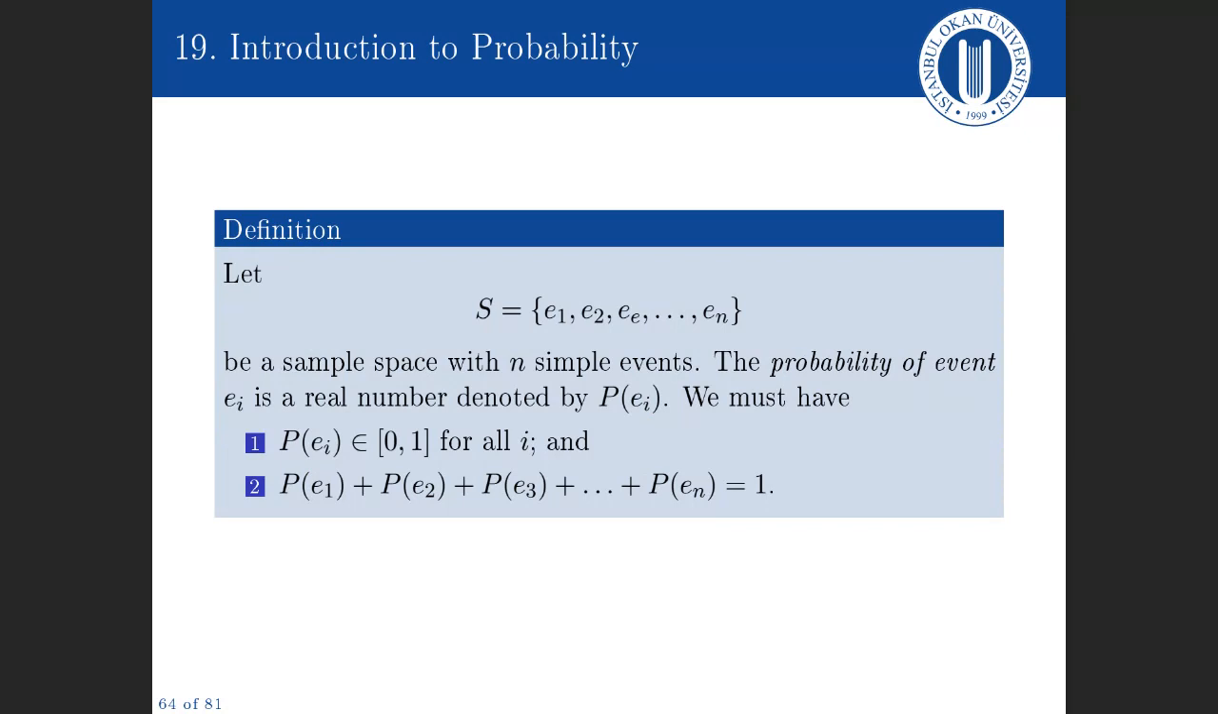Let S be a sample space containing n simple elements. The probability of event Ei is a real number which we call P of Ei, and this must satisfy two rules. Rule number one, the probability of event Ei must be a number between 0 and 1. And rule number two, if we add up all of the probabilities of the simple events, then we must get 1.